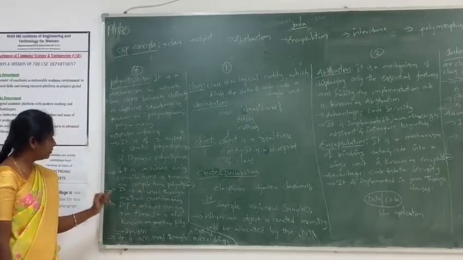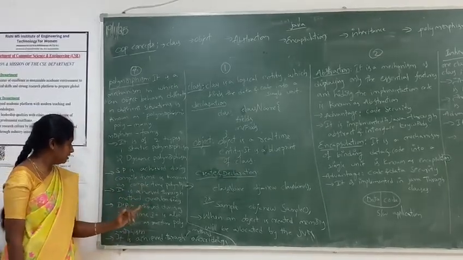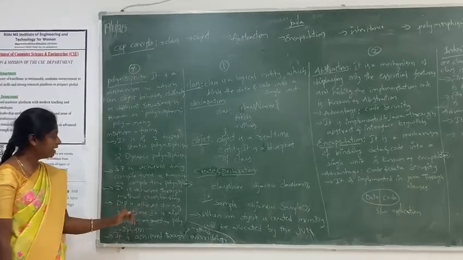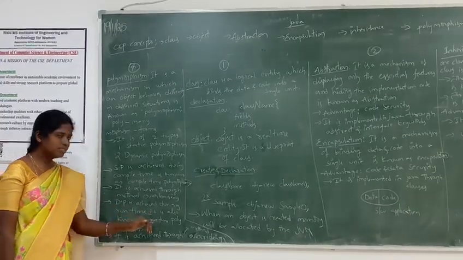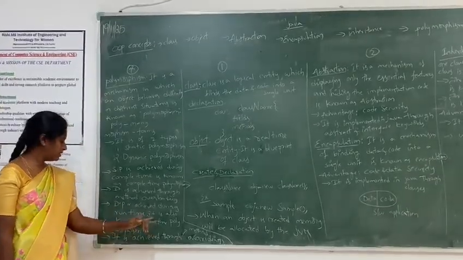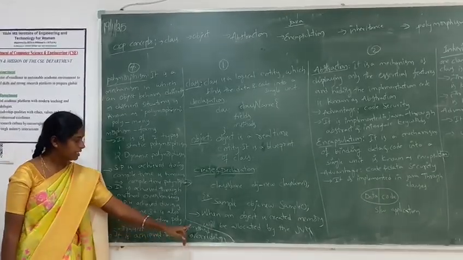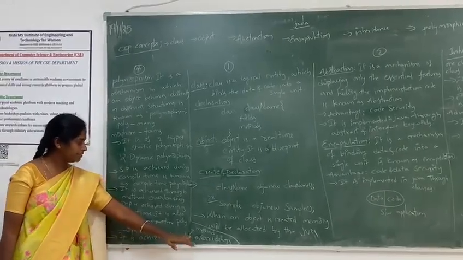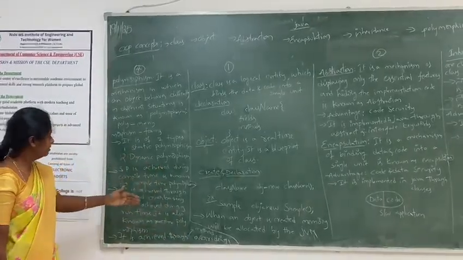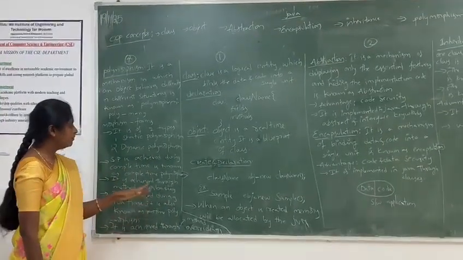Next, dynamic polymorphism. It is achieved during runtime. It is also known as runtime polymorphism. It is achieved through method overriding. Next, what is method overloading?